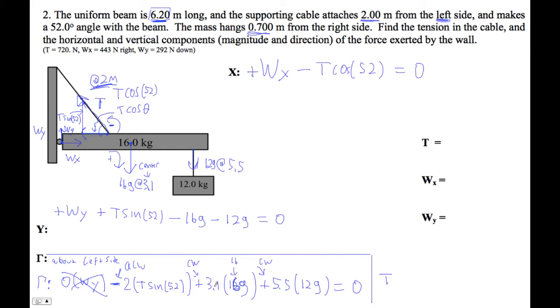So what I'm going to do here is I'm going to multiply these guys out. 3.1 times 16 times 9.81. Okay, plus 5.5 times 12 times 9.81. And I've got that, it's like 1134, something like that. And then I'm going to divide by 2 and divide by the sine of, let me check what mode I'm in. I am in degrees, okay. Answer divided by 2 divided by the sine of 52. Okay, here we go. 719.556.